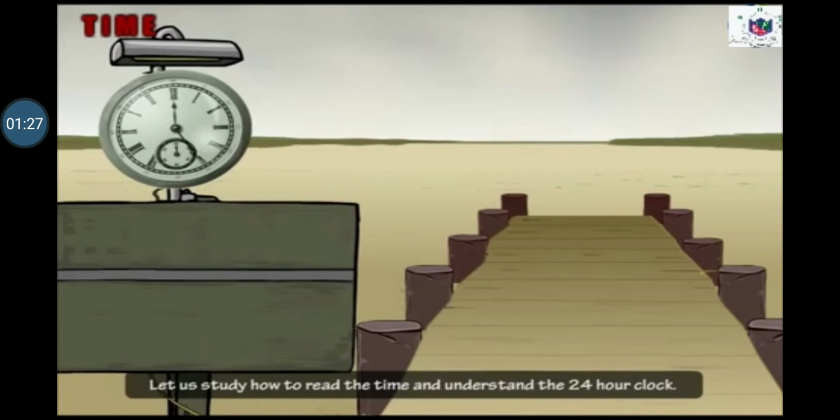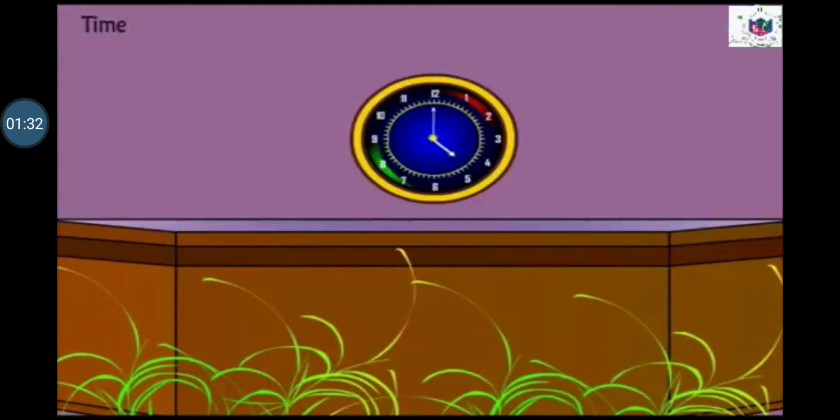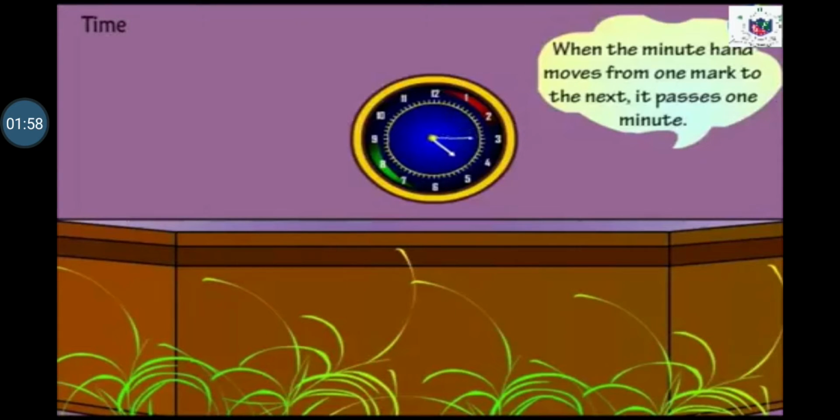My dear students, let us study how to read the time and understand the 24-hour clock. In our daily life, time is an important factor. To record and calculate time, we always use a clock. When the minute hand moves from one number to the next number, it passes 5 minutes. Each mark between two numbers represents a minute. When the minute hand moves from one mark to the next, it passes 1 minute.